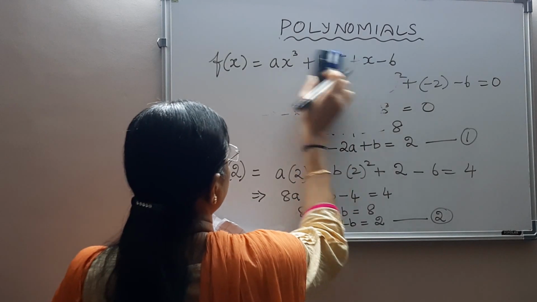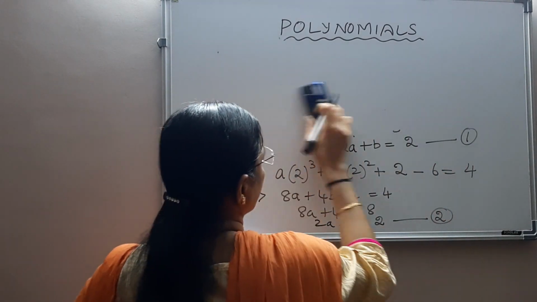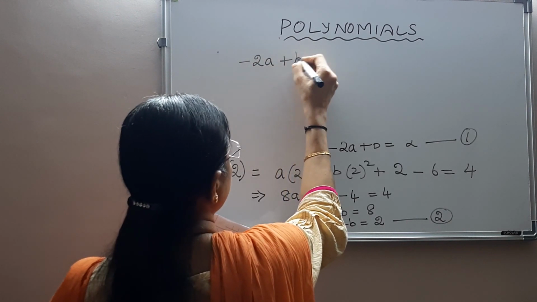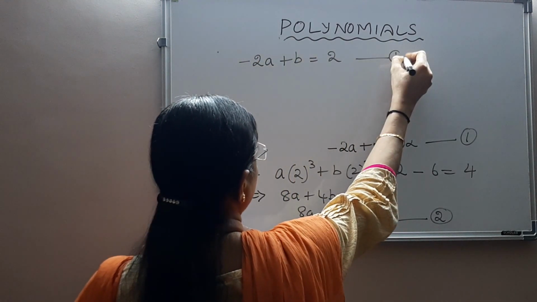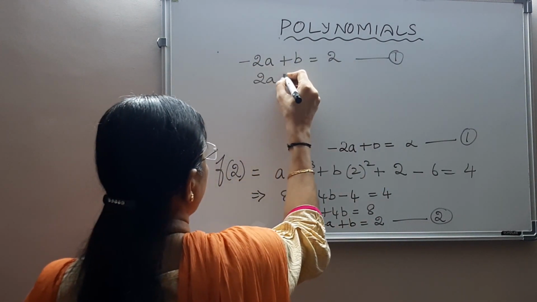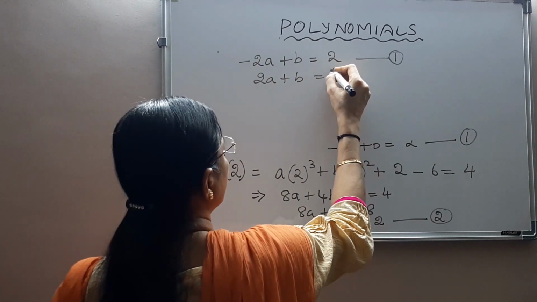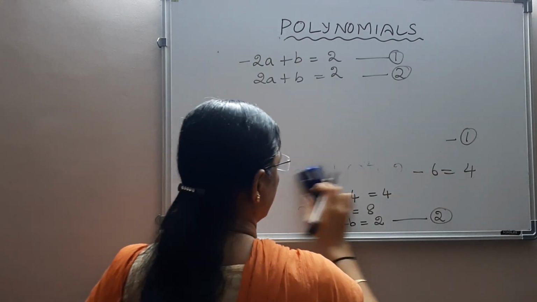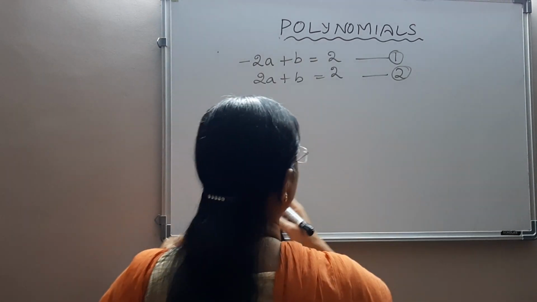Now let me do it here. So I'll take down the equations. Minus 2a plus b is equal to 2 is my first equation. 2a plus b is equal to 2 is my second equation. Okay, I need to solve them. Then I'll be getting the value for a and b.